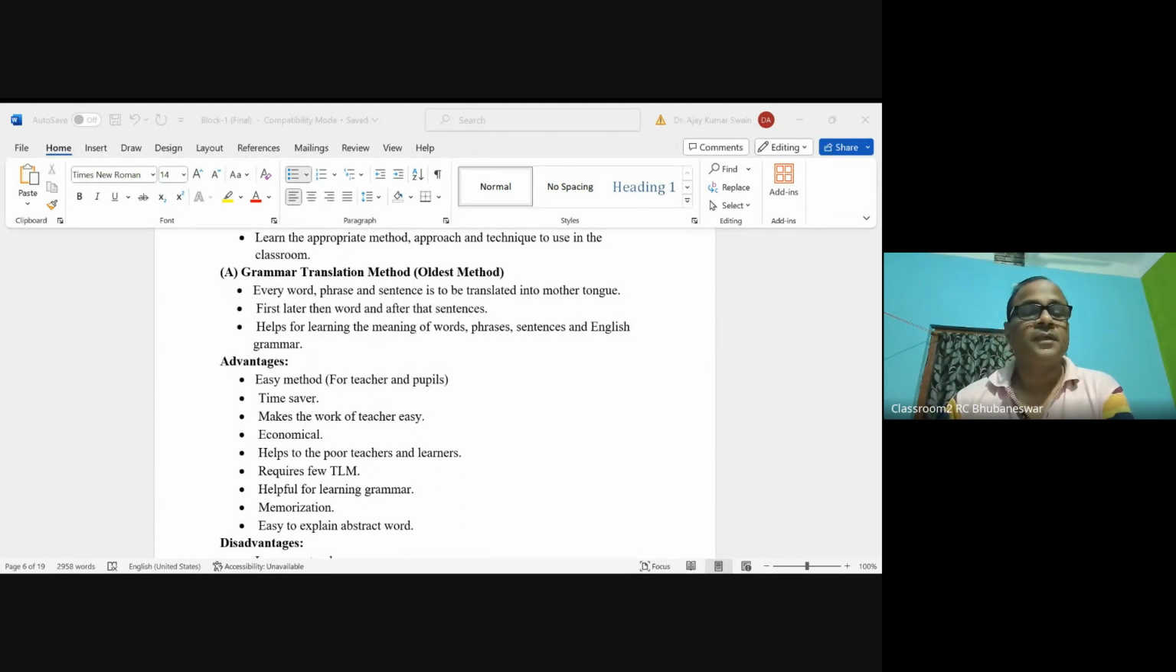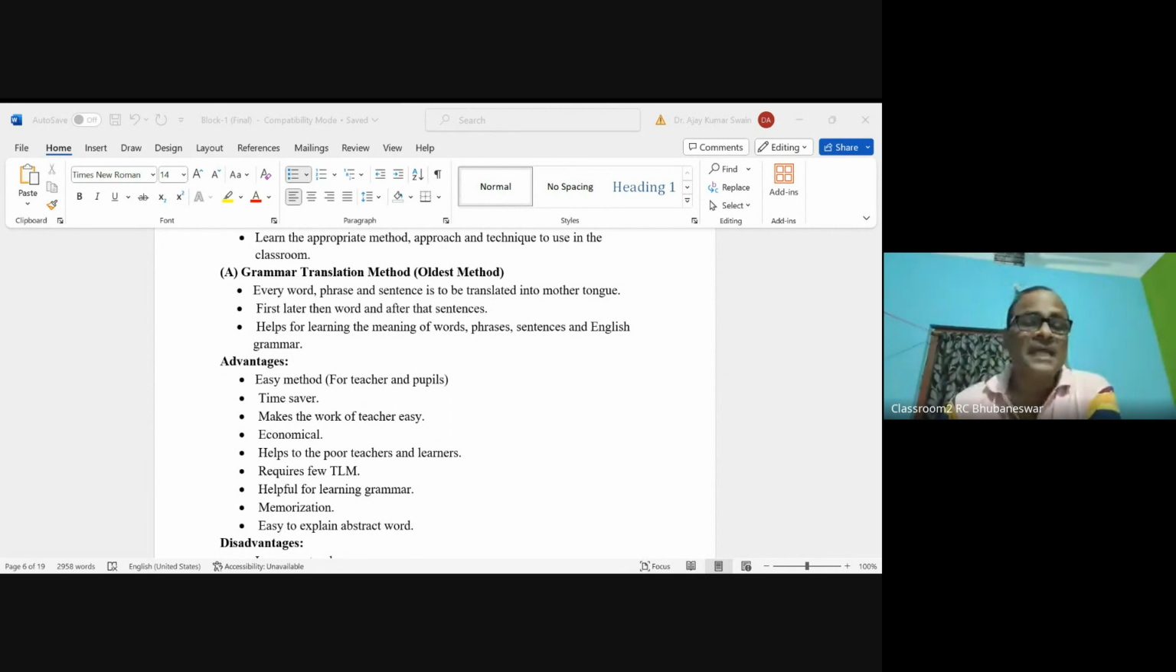Okay. The basic concept I have just written here. You see, every word, phrase, and sentence is to be translated into the mother tongue of the child. First letter, then word, and after that sentence. This is the focus of this method. It helps in learning the meaning of words, phrases, sentences, and English grammar in the mother tongue of the child.